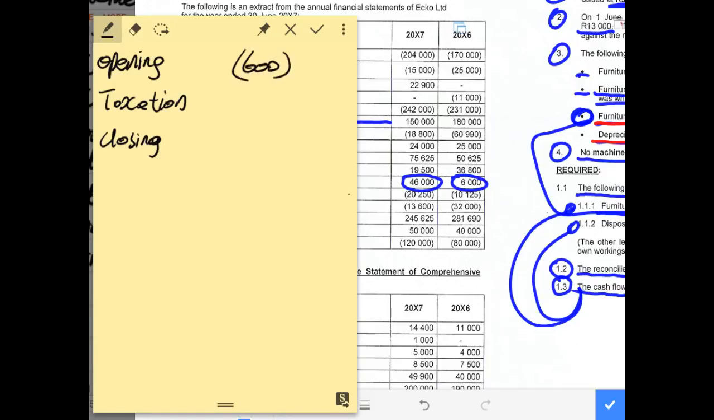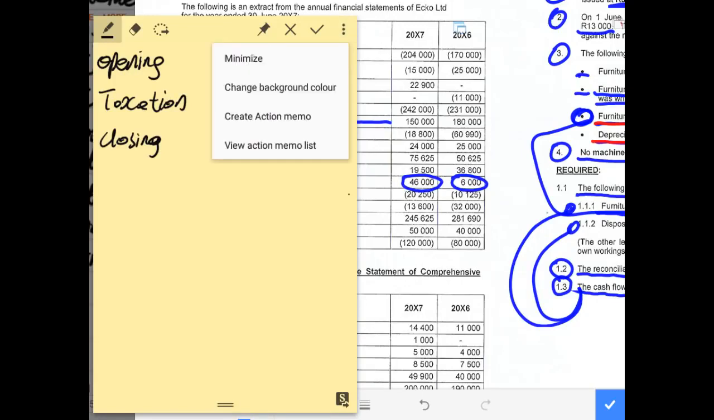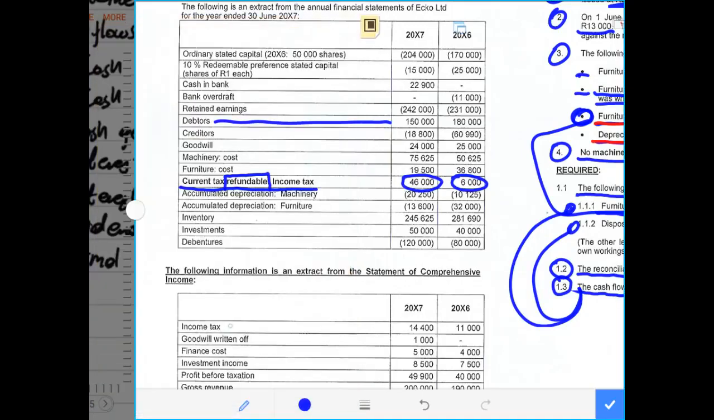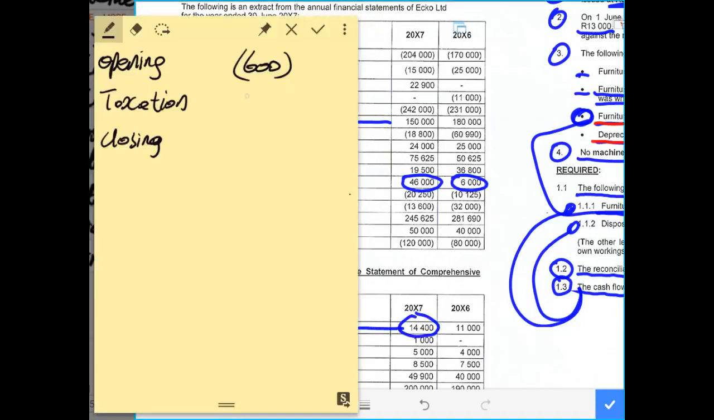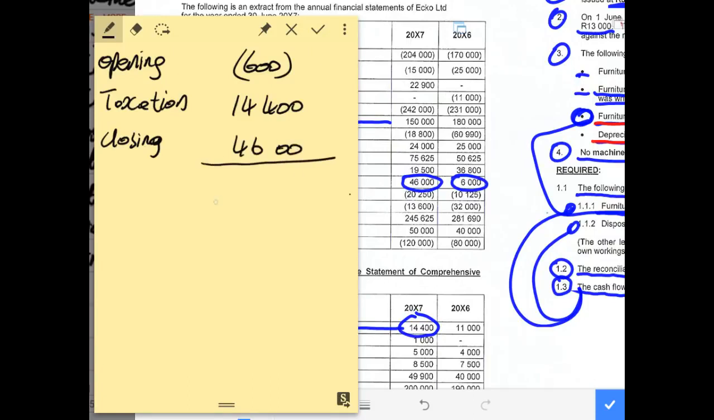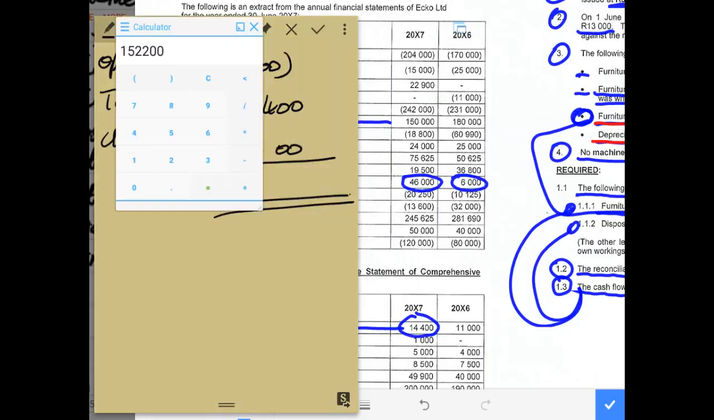I'll explain this from a ledger account perspective. Then our taxation in the income statement is income tax of 14,400 rands. Then the closing balance is 46,000. The closing balance will be positive 46,000. Opening will be negative in this case. I will explain to you in the ledger account immediately when I'm done with this.